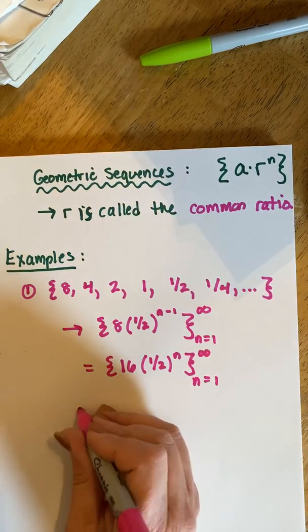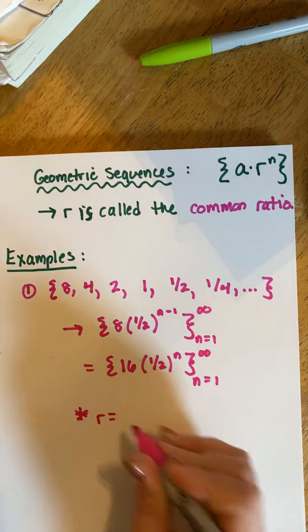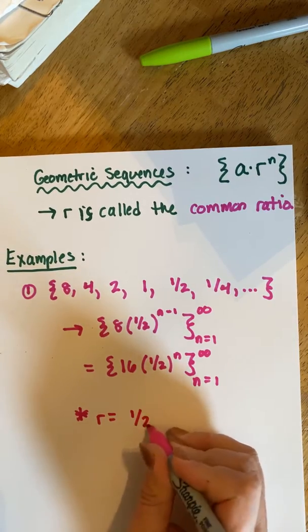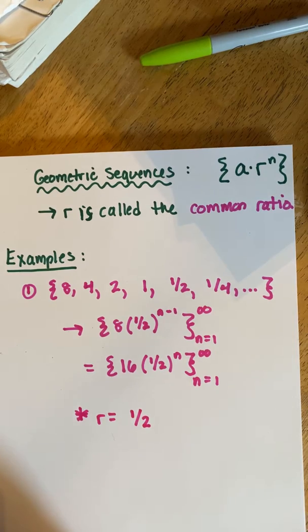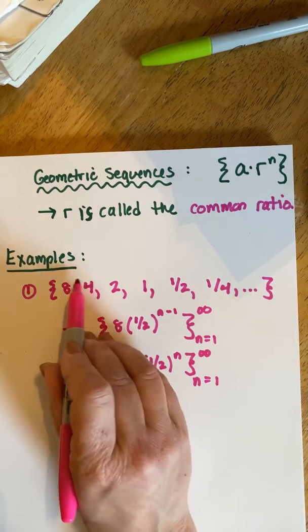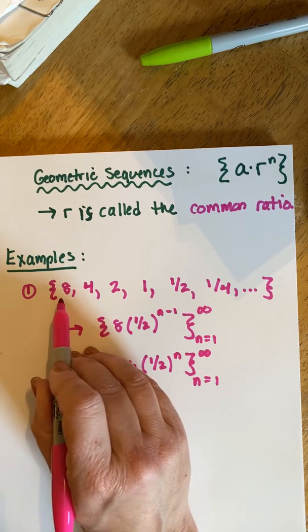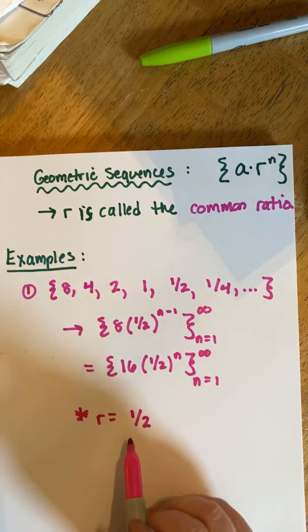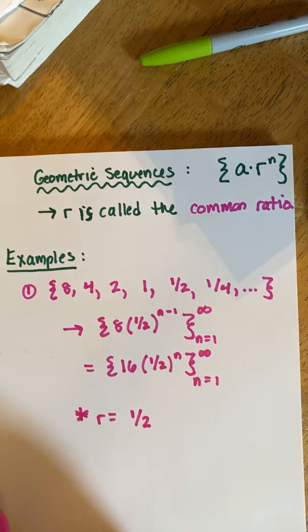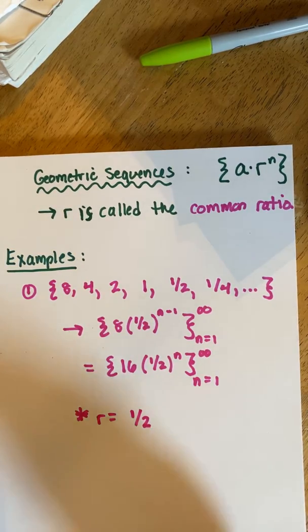What's really important that we need to identify is the common ratio, which is 1/2. So to get from one term to the next, we just multiply by 1/2. It's called the common ratio because if you take the next term and divide it by the previous term, that's the ratio it's referring to. So 4 divided by 8 is 1/2, 2 divided by 4 is 1/2, 1 divided by 2, so forth and so on. So that's where the term common ratio comes from.